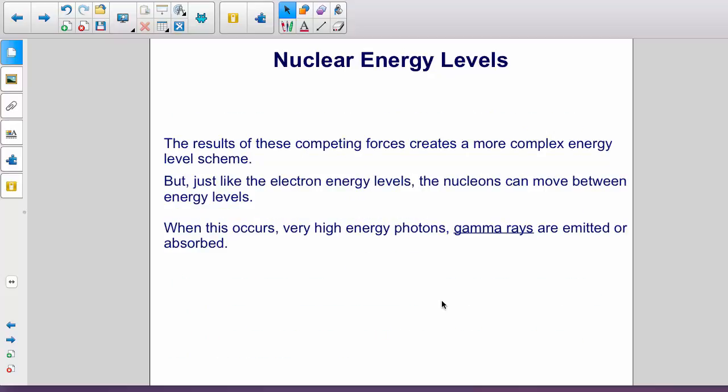The results of these competing forces, the strong and the Coulomb, create a more complex energy level scheme than that of the atom. But just like the electron energy levels in the atom, the nucleons can move between energy levels. And when this occurs, very high energy photons, gamma rays, are emitted or absorbed.